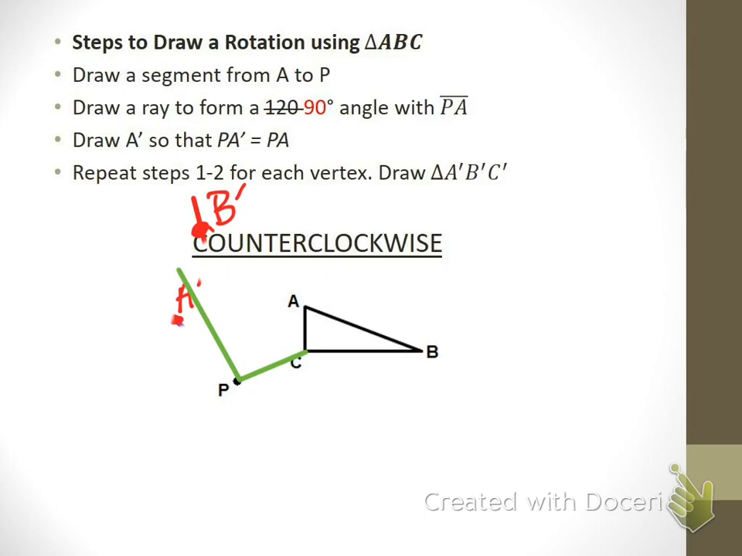Right angle. Okay. And we've got C prime there. Okay, so it's the same steps. It was just that we used the counterclockwise 90-degree angle instead of the clockwise. Now, these are not coming out perfect because, again, we're not using exact tools of measurement. But this is how rotations occur.